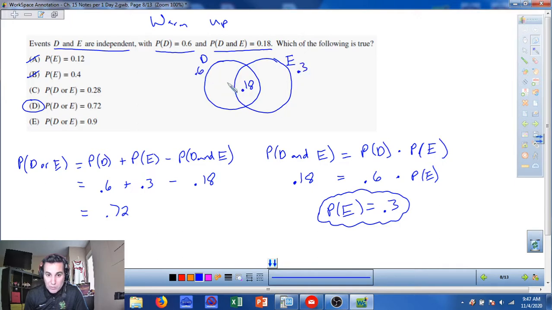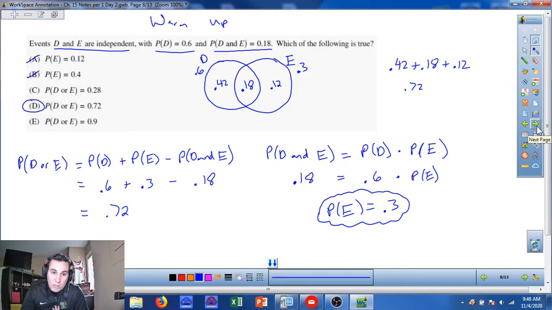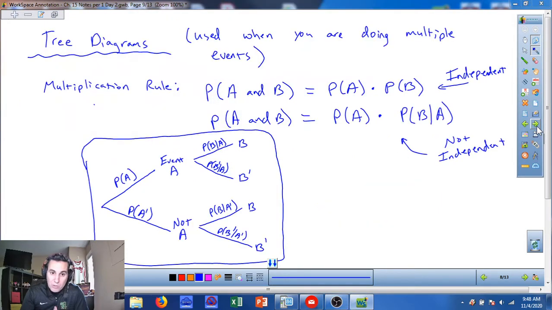And then using your subtraction, you figure out that this, I think, was 0.42, and this one over here should be 0.12. And then if you add up the stuff that's inside the circles, you end up getting 0.72 for D or E. So that would have also given you letter choice D. So either way works, whatever way you like, that's the way I want you to use. That was a good little warm-up. I've seen that on multiple choice.